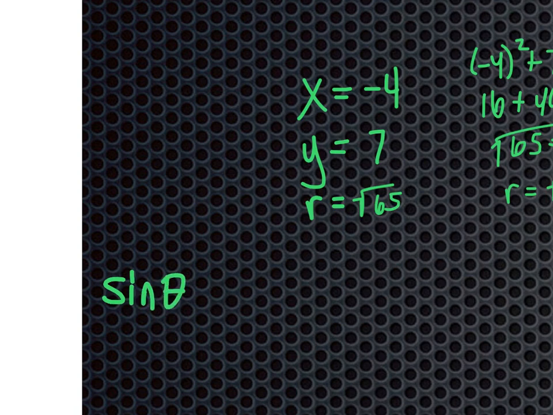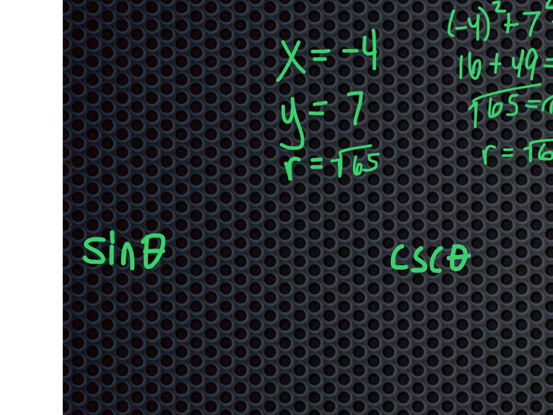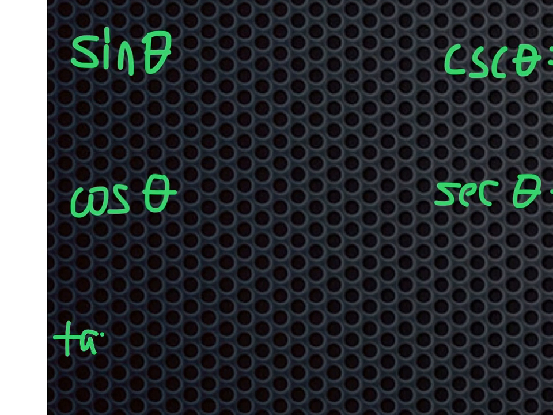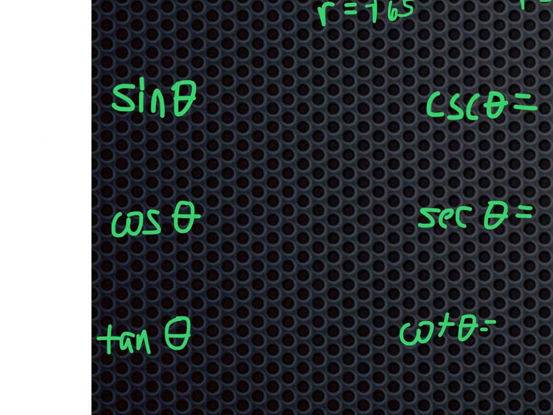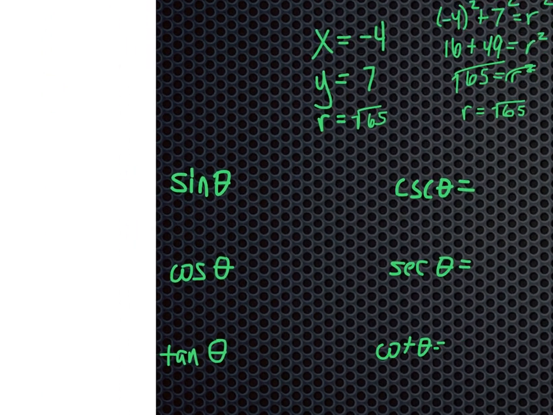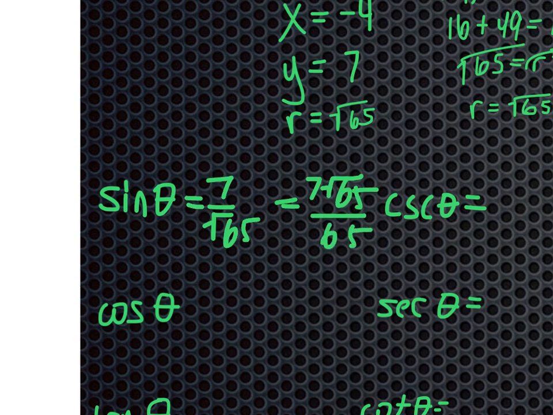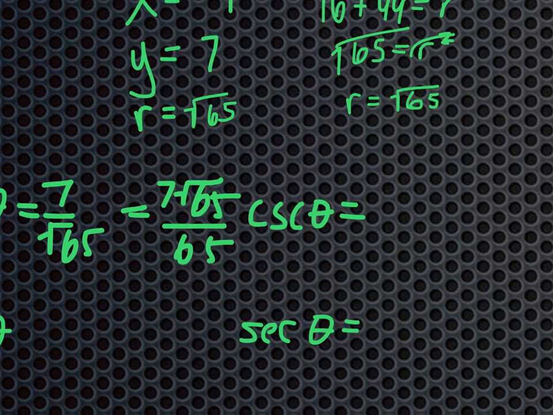I have sine of theta, my cosecant of theta, cosine of theta, my secant of theta, tangent of theta, and my cotangent of theta. Correct? Remind me, what is sine? What over what? Tell me the letters. Y over r. So it's 7 over root 65. Can I leave that? I have to rationalize the top and bottom by root 65. So this will be 7 root 65 over 65, right? Can I cancel out the 65s? No. So if my sine was 7 over root 65, what's the cosecant? Root 65 over 7.